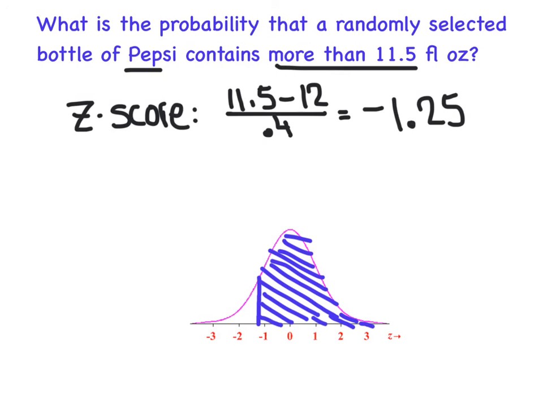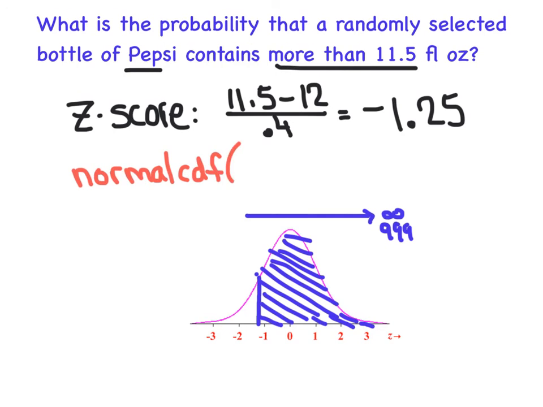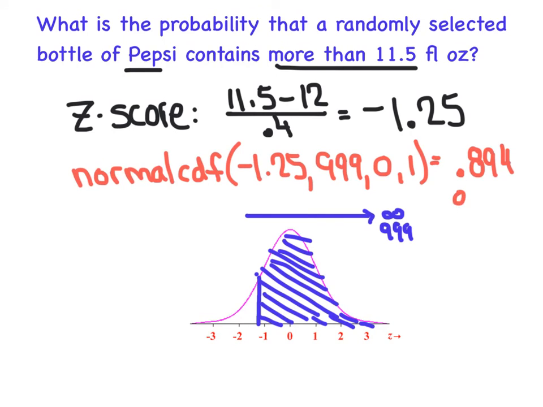And remember, we're going from negative 1.25 all the way to infinity, and that's where we'll use our 999. And so my normal CDF, I'm going to start with my lower score, followed by my upper score, 999, then 0, 1, and that gives me 0.894 for the area. 89.4% chance that a bottle of Pepsi contains more than 11.5 fluid ounces.